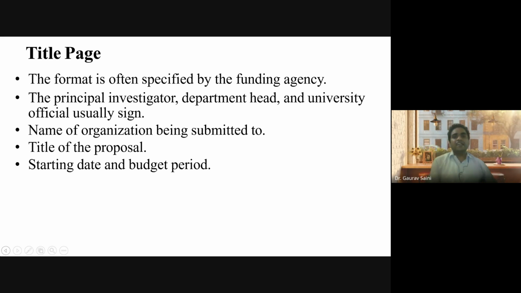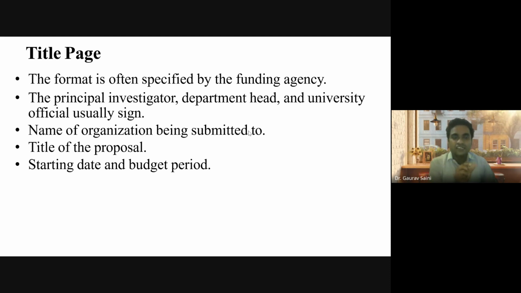Next is the starting date and the budget period. Once the proposal is accepted from the funding side, what may be the starting date? You may know from the previous annual year what the deadline for submission was, and on what date the result came out. If these things are known to you, you may predict the starting date if your project is approved, because you cannot start before the proposal is accepted. So you should know how these things happen.